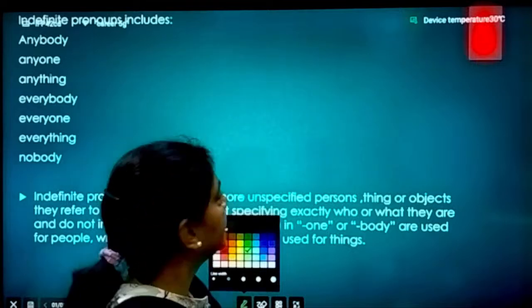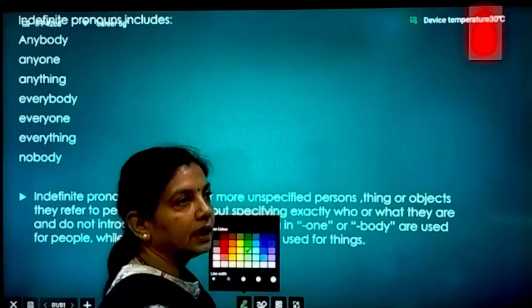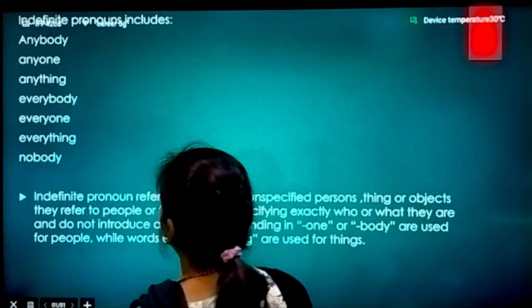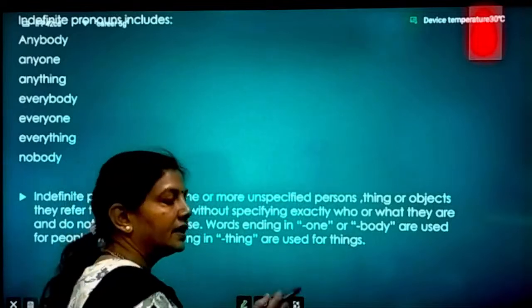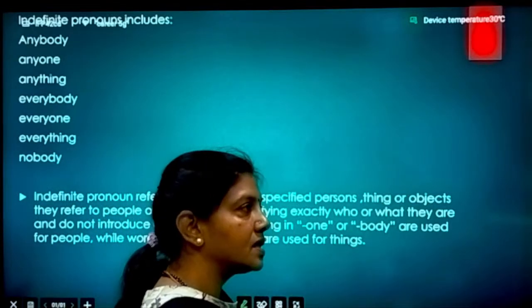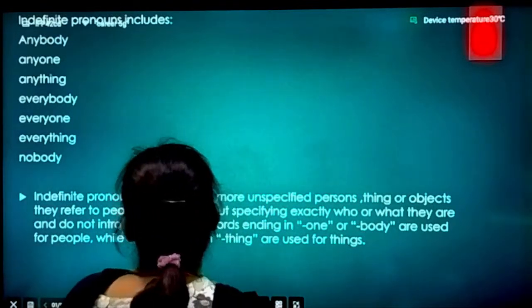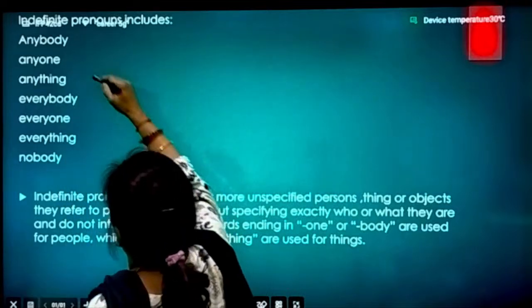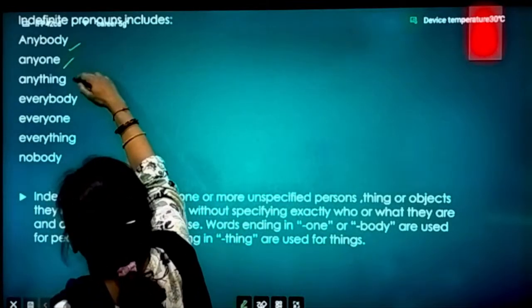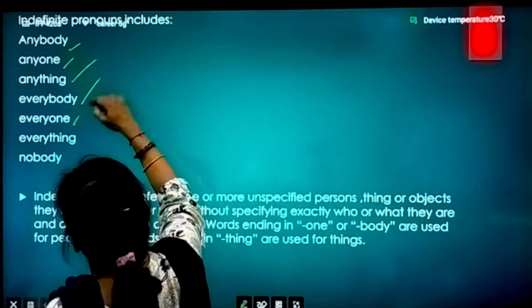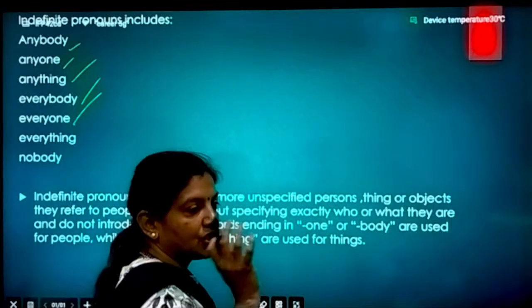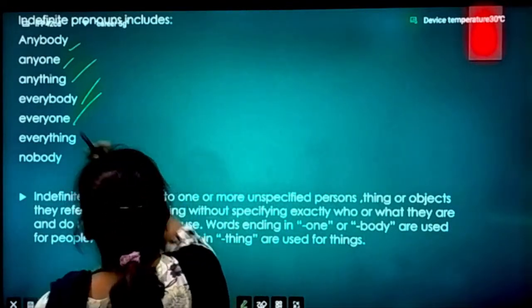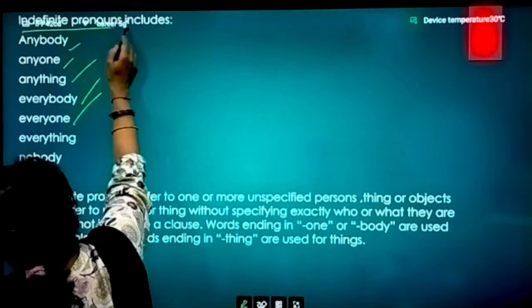So the next one is indefinite pronouns. It includes anybody, so it is not a definite one. The subject is different. It can be anything, like anybody, anyone, anything, everybody, everyone. We are speaking in general. So that is an indefinite pronoun.